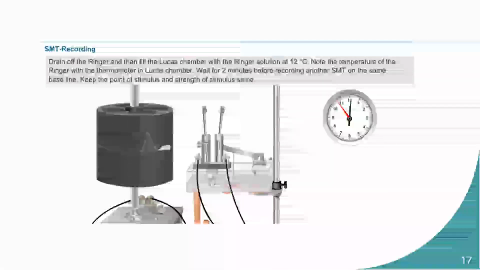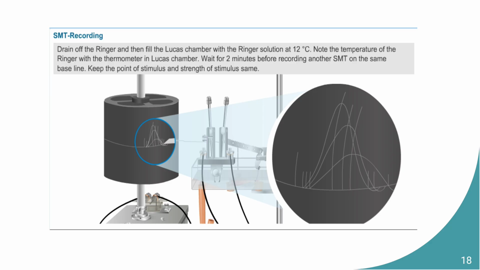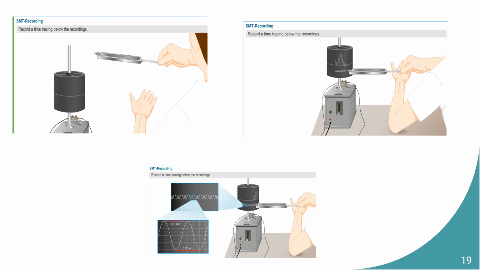So here they are waiting for 2 minutes after immersing the nerve muscle preparation into the cold Ringer solution, and after that they will take the reading, and this is the reading. We can see the effect of low temperature on the muscle contraction. And last but not the least, after completion of all these experiments, we need to take the time tracing with the help of this tuning fork of 100 hertz frequency.